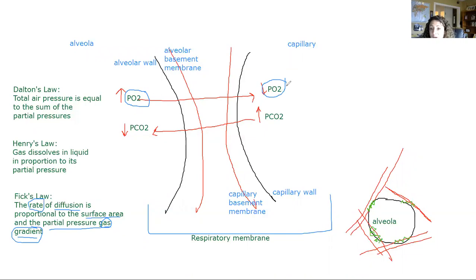So you have to think about why there would be less of a gradient, why there might not be low levels of oxygen in this capillary, and that would be if you're not exercising. Okay, the amount of oxygen coming into your lungs is going to stay pretty much the same.